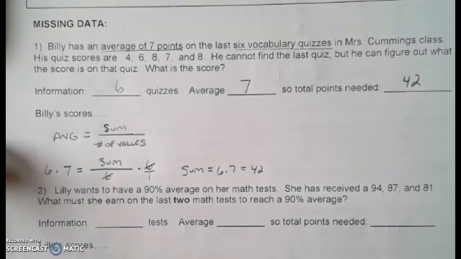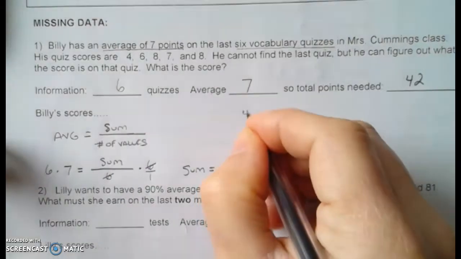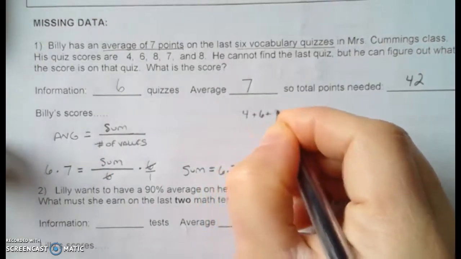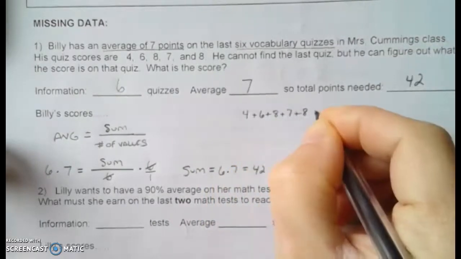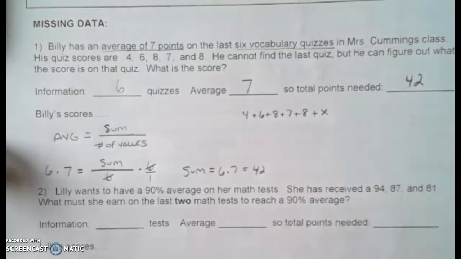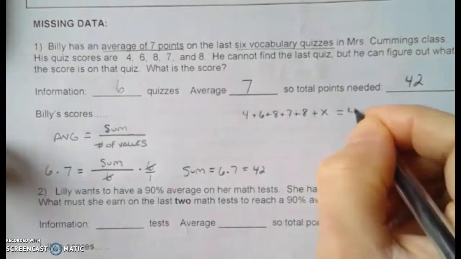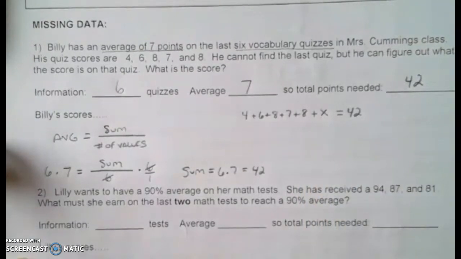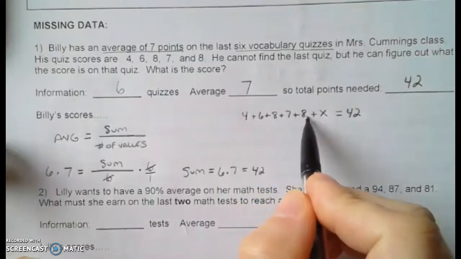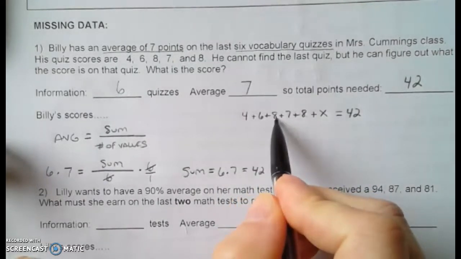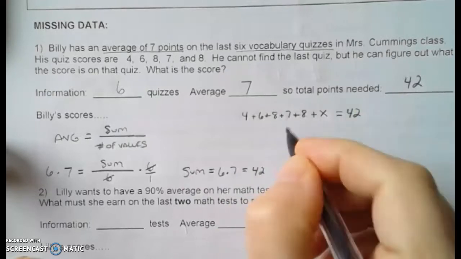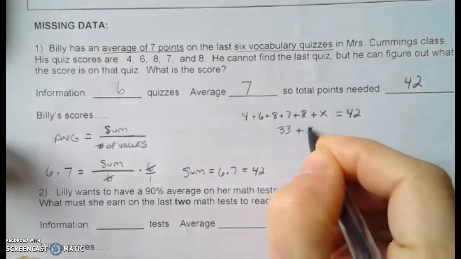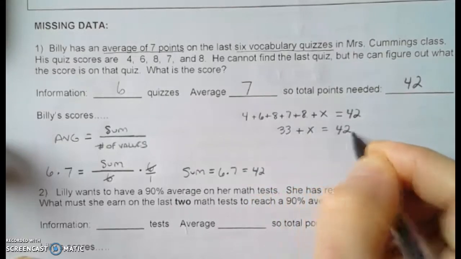So what I'm going to do is take the scores that I do know, 4 plus 6 plus 8 plus 7 plus 8. I'm going to add those together, and I'm going to add in the one that I don't know. I'm going to call it x because I don't know its value. And I know that has to equal 42 total points. If I add up these numbers here, 4 plus 6 is 10, plus 8 is 18, 18 and 7 is 25, 25 and 8 is 33, plus x has to equal 42.